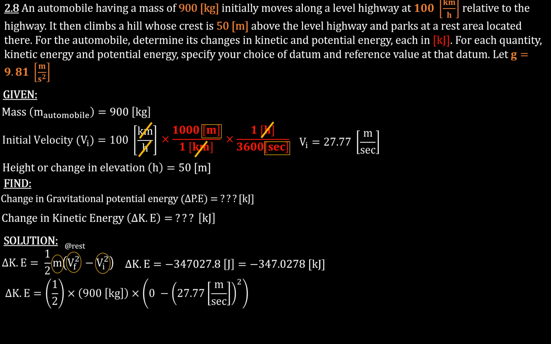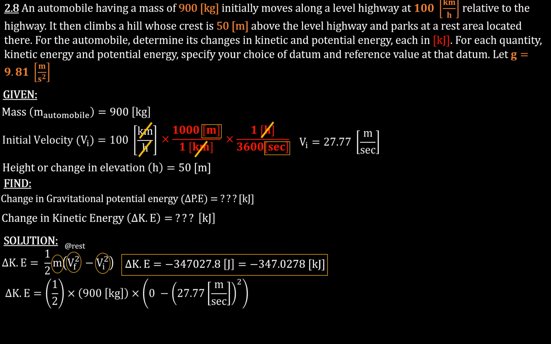Now remember, when we have a negative value, it means that this object used its kinetic energy to move, and that energy is converted to potential energy. So the energy is not lost, but it's converted to another form, potential energy and others, like friction force and so on.